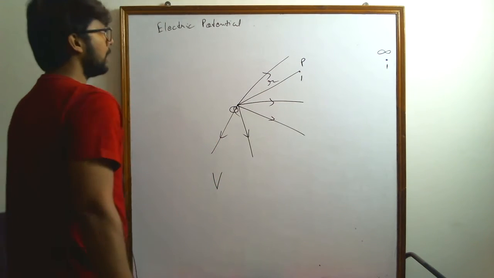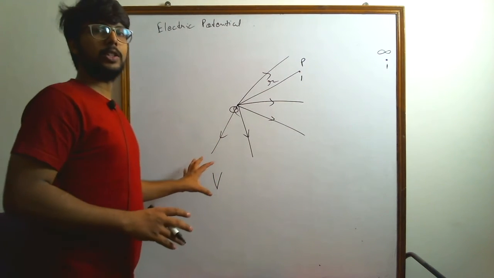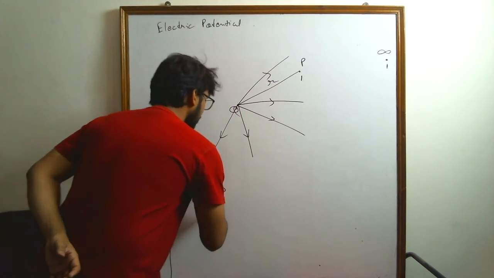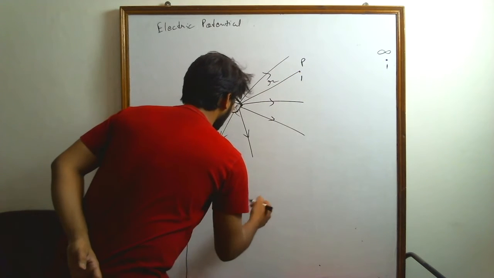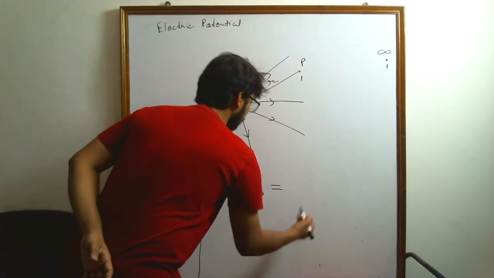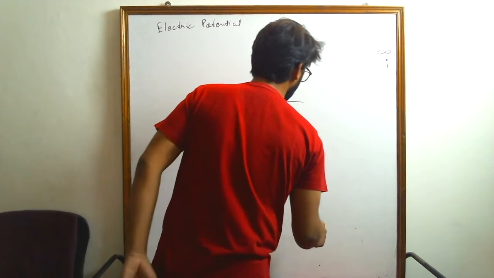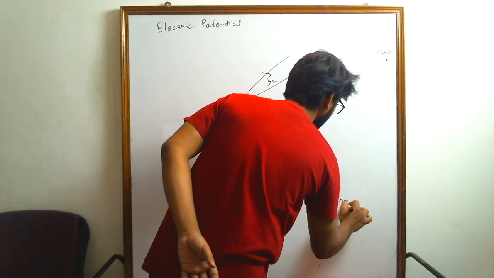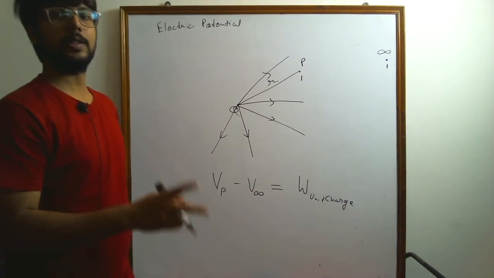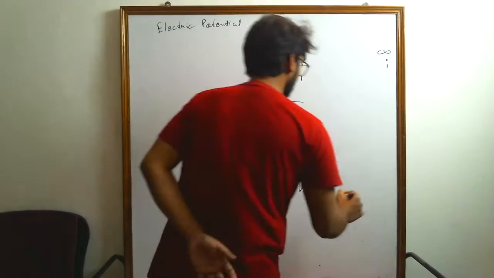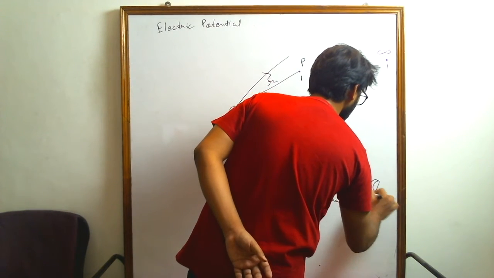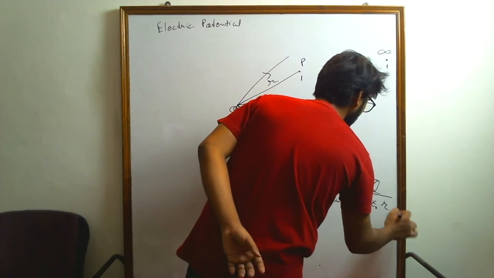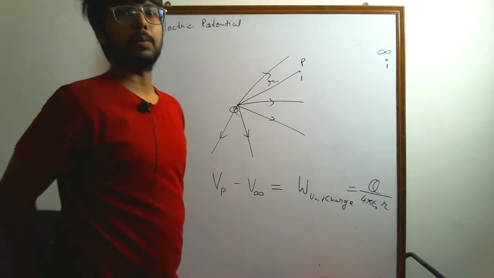Again, just like potential energy, electric potential also only is relevant in terms of a difference. So Vp, which is potential at P, minus V infinity will be equals to the work done on unit charge. Extremely important, this difference of unit charge and potential energy, and this comes out as Q upon 4 pi epsilon naught into R. R is the final distance that we want.